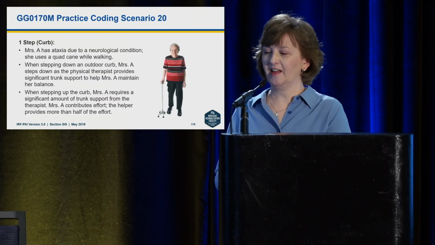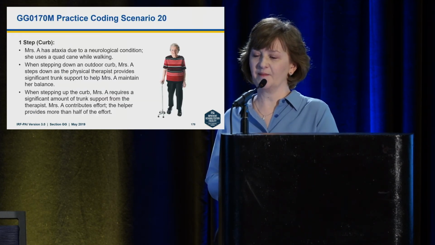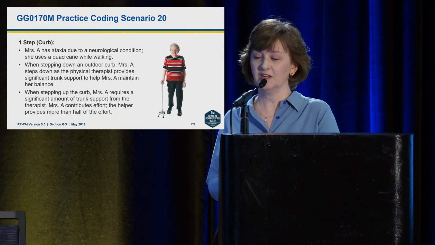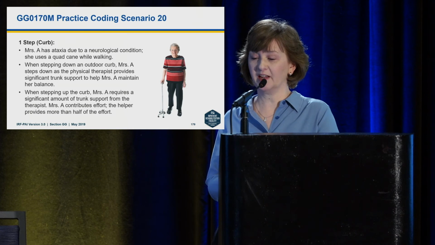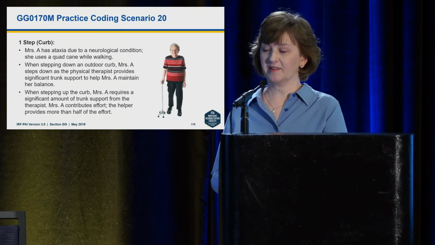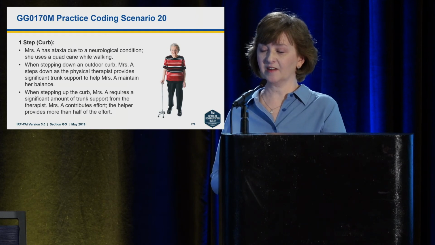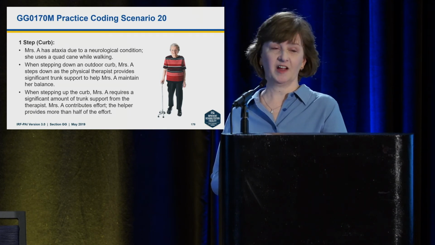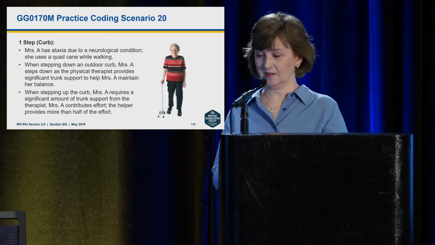Okay, so we do have a practice scenario here. Miss A has ataxia due to a neurologic condition. She uses a quad cane while walking. When stepping down an outdoor curb, Miss A steps down as a physical therapist provides significant trunk support to help Miss A maintain her balance. When stepping up the curb, Miss A requires a significant amount of trunk support from the therapist. Miss A contributes effort. The helper provides more than half of the effort.